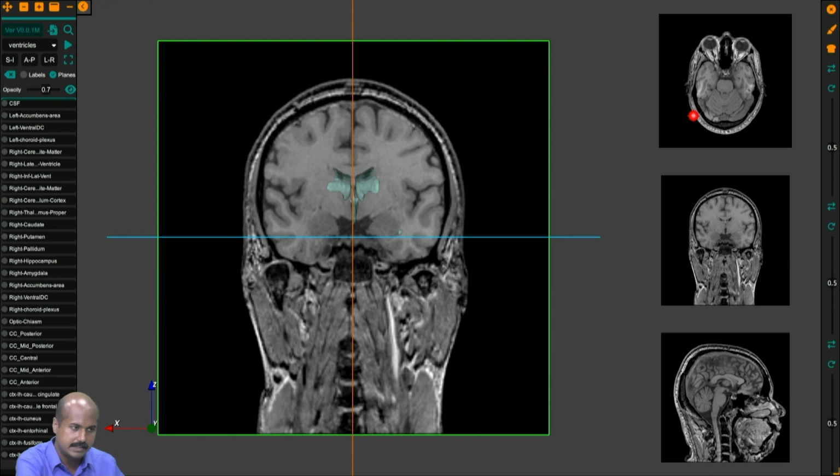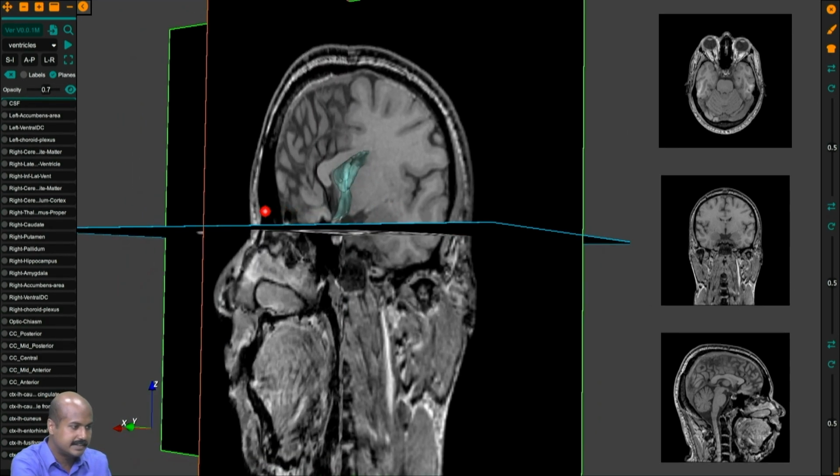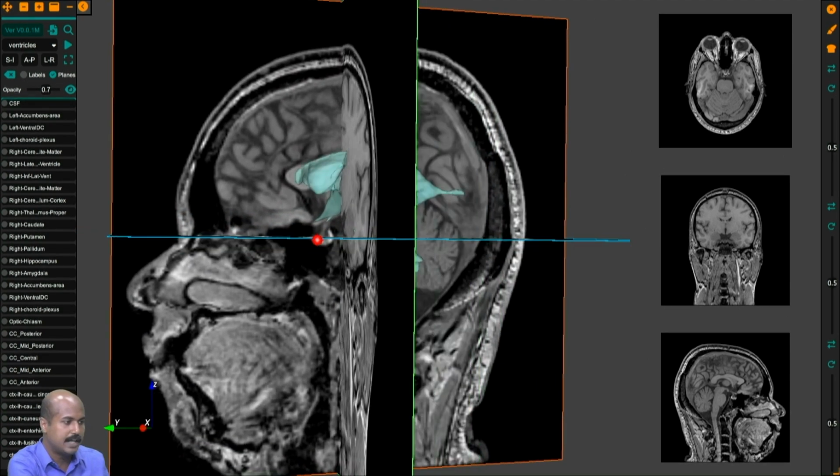For example, this one that you see is an axial section, or the horizontal section. This one is a coronal section, a plane that goes like this, that will divide the brain or the head and neck into anterior and posterior parts. And this is a sagittal section that goes like this, that will divide the brain into left and right parts. And the flexibility of this tool is that you can rotate this 3D viewport into any view that you want.